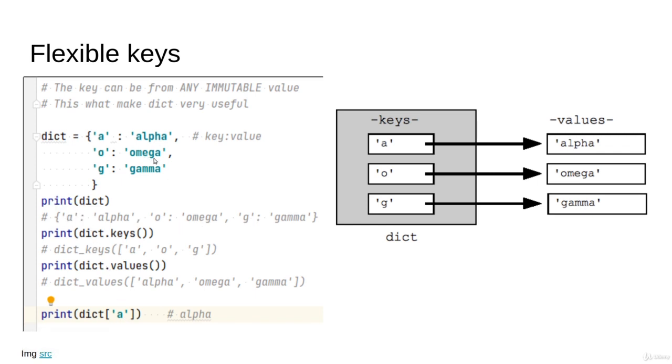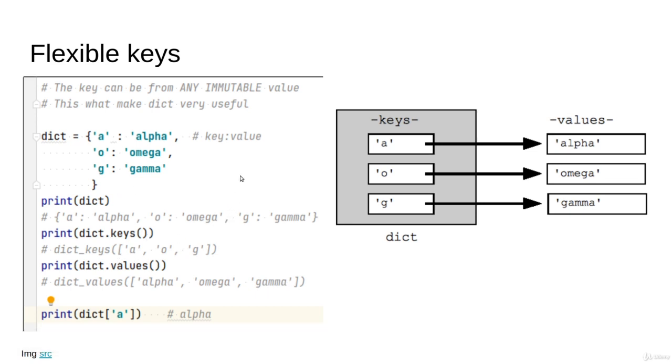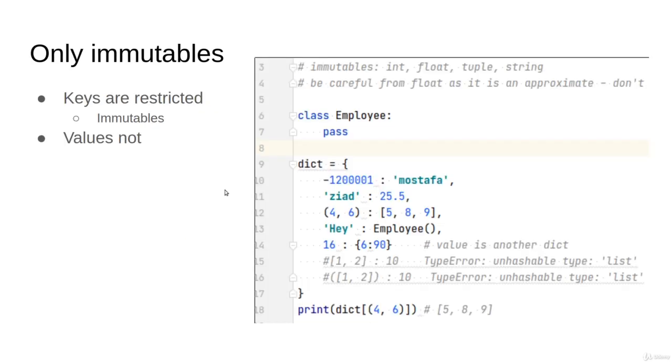You can also call the function .keys, which returns an object of type dictionary keys. It will have the A and O and G. Or dictionary.values, which will return for you the dictionary values object of alpha, omega, and gamma, which you can iterate on all of them. There is one thing here to keep in mind.